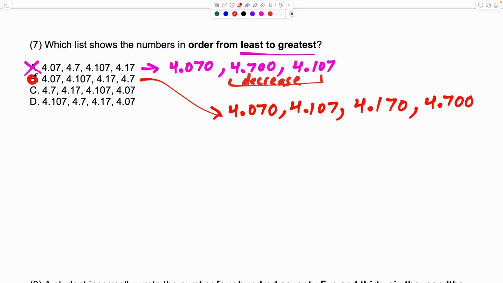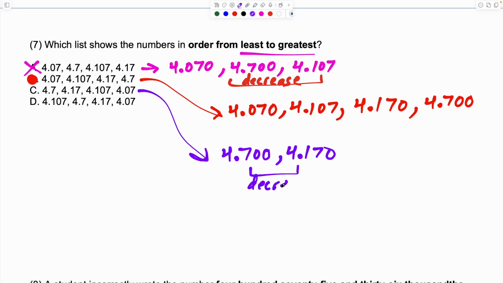So this answer choice is already looking good, but let's see why the other answer choices are no good. So for this answer choice, notice we do have 3 digits after the decimal. So I'm going to write the first number as 4.700. And then notice right away we have a decrease here. So from the first to second number, there's a decrease, which would not put the numbers in order from least to greatest. So this one is out. And now if I look at the last list here, see how from here to here, from 4.7, which I could write like this as 4.70 to 4.17.